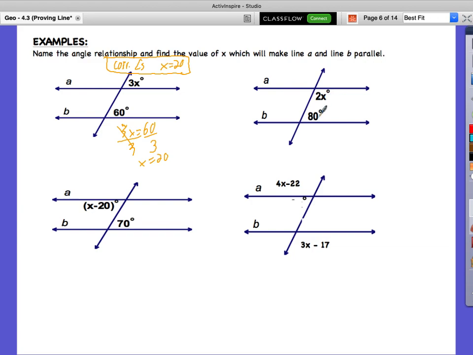So what kind of angles are these? Same side interior angles. Can they also be a linear pair? No, they're not a linear pair. Linear pairs have to be adjacent. They have to be next to each other, literally touching. They have to share a vertex and a side. These don't share a vertex and side. So same side interior angles.